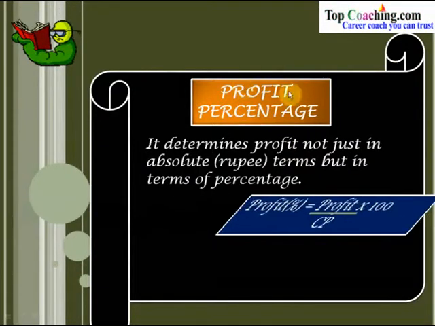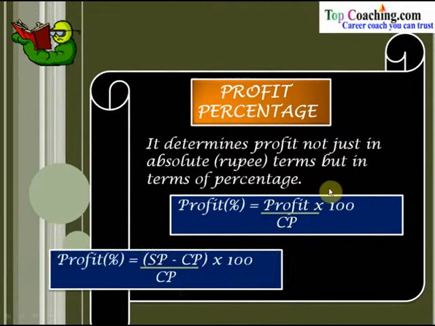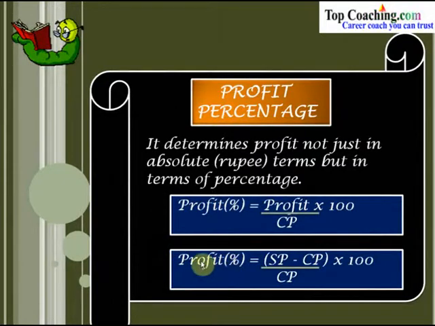And this profit percentage is given by the formula profit percent equal to profit divided by CP into 100. So profit percentage would be equal to profit divided by the cost price of the article into 100. Please remember, always the profit percentage is calculated taking CP as the base, and CP is the cost price of the article. Now we also know that profit is equal to SP minus CP. So we can write this formula in another manner as profit percentage equal to SP minus CP divided by CP into 100. Your SP is the selling price, CP is the cost price of the article. So this is what is profit percentage.